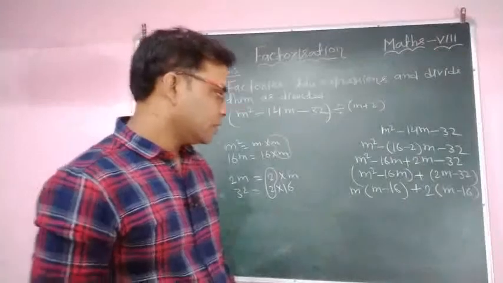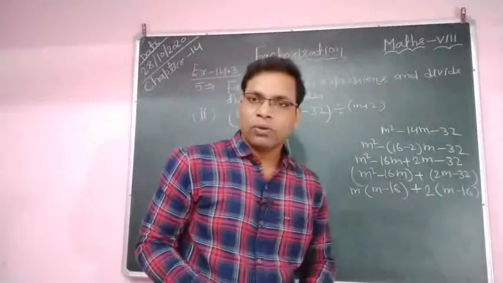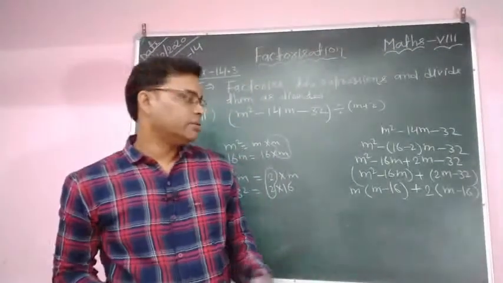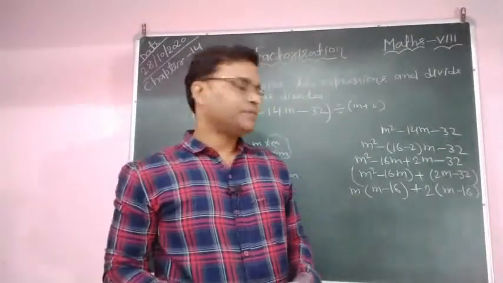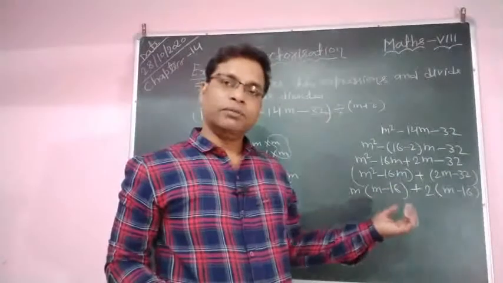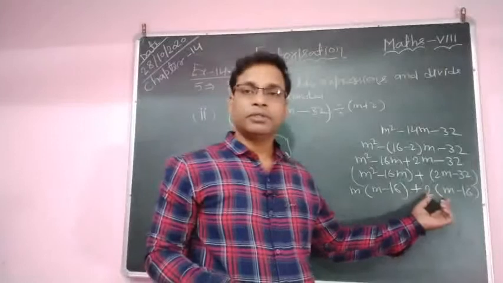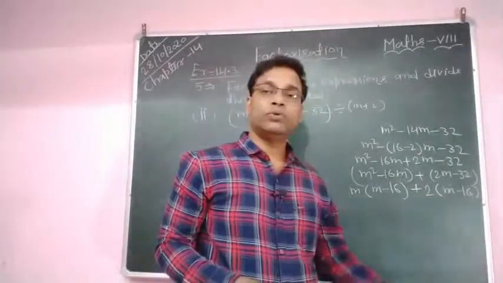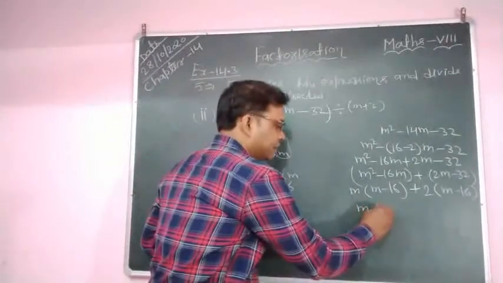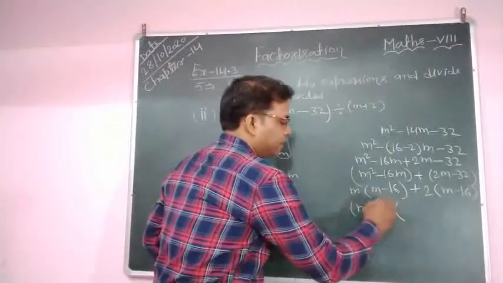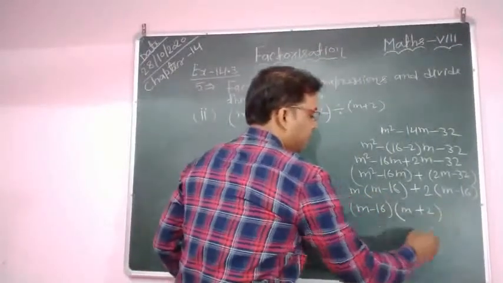So here you can notice that this is first term, this is second term. In both terms, what is common? So here you observe that m minus 16 is common between them. Then we take common m minus 16 in both terms. Then in first terms we have m as a remainder, and in second terms we have 2 as a remainder. So when we take common m minus 16, then we obtain m as a remainder in first terms plus 2 as a remainder in the second term.